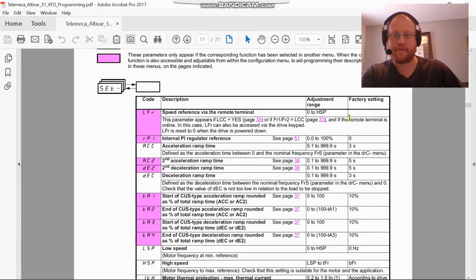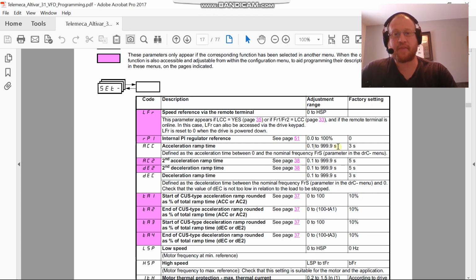Okay, everybody, we found our way to page 17 in the manual, and I'm just going to talk about a few of these parameters as they relate to the lectures and really what you need to understand about drives. First of all, we have our acceleration ramp time and deceleration ramp time. We already identified that they were factory set to 3 seconds each, but right here you can see that we have an adjustment range of 0.1 seconds to 999.9 seconds.